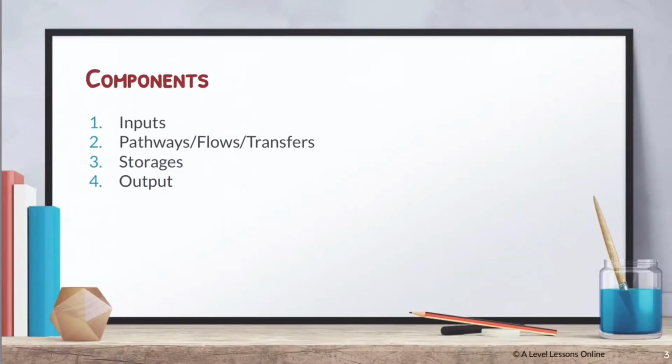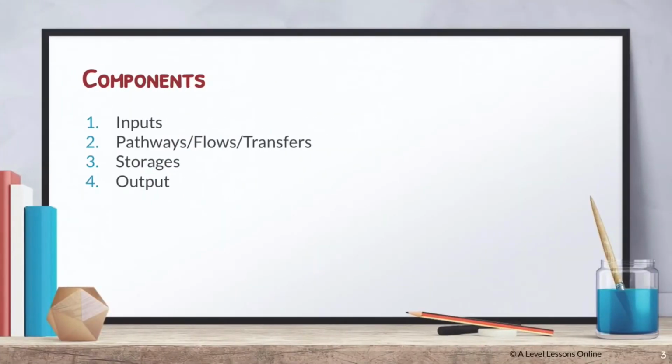As I've been saying, the components are basically your inputs, outputs, your pathways, flows and transfers, as well as your storages. Essentially your pathways, flows and transfers are all the same thing. Usually I like to call it flows. I think it's easier to remember. So inputs, flows, storages and outputs.